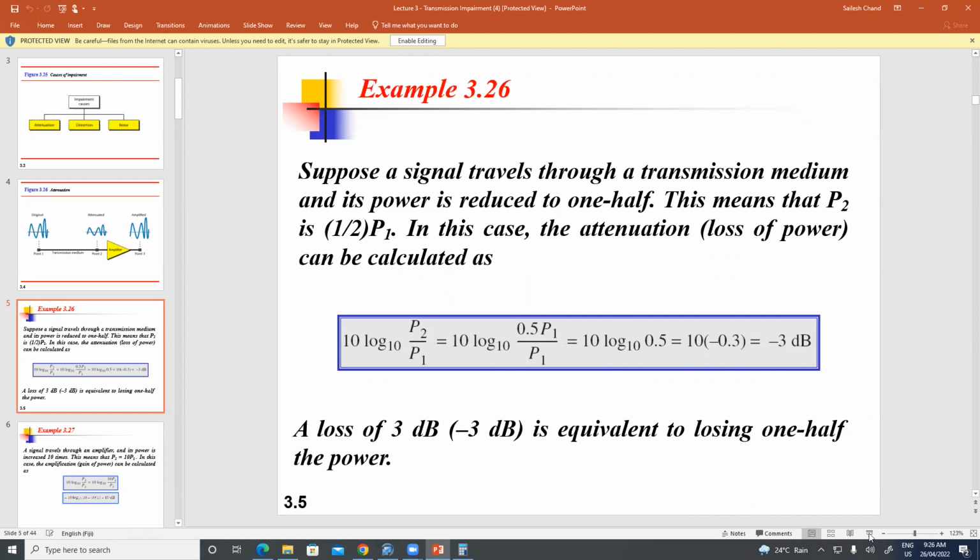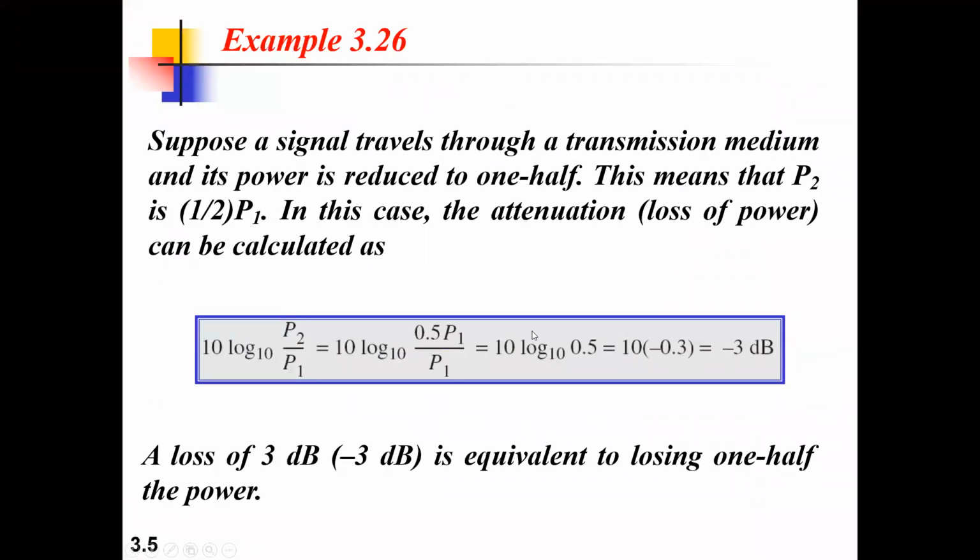So it says the answer is negative 3 dB. A loss of 3 decibels, that is negative 3 dB, is equivalent to losing 1/2 of the power. So remember, whenever you get your answer as a negative value, that means there is a loss of power. But if you get a positive answer, for example 1 dB or 2 dB, that means there is a gain in power.